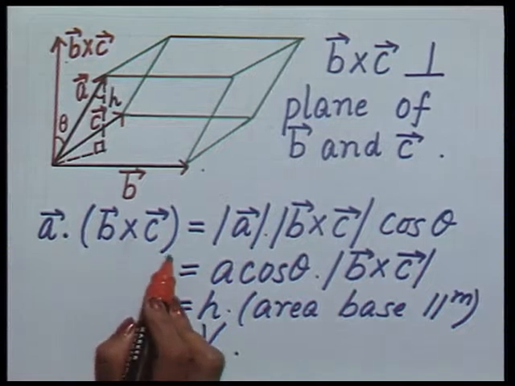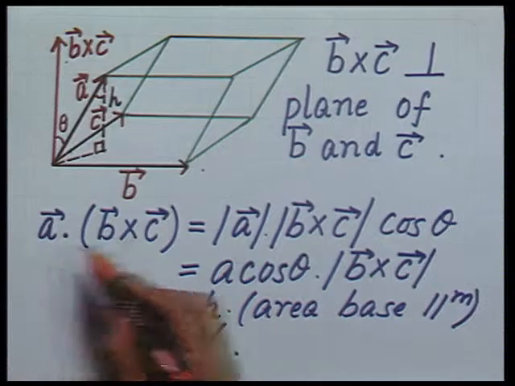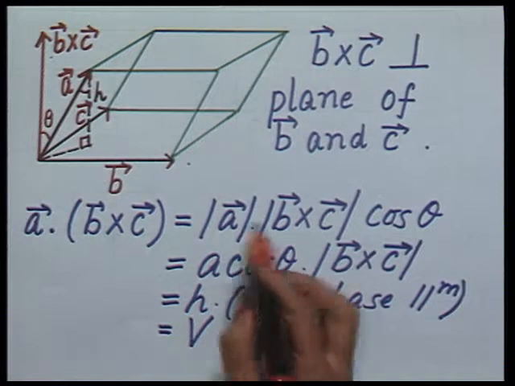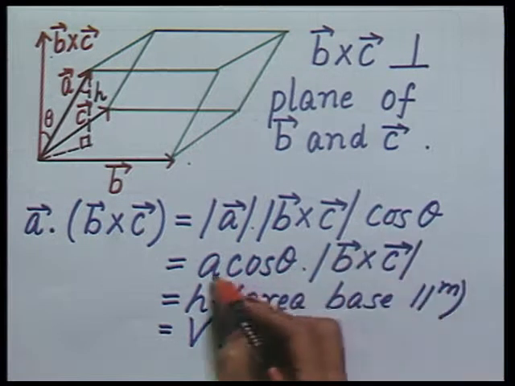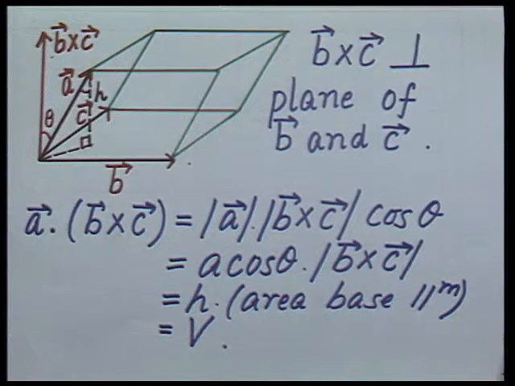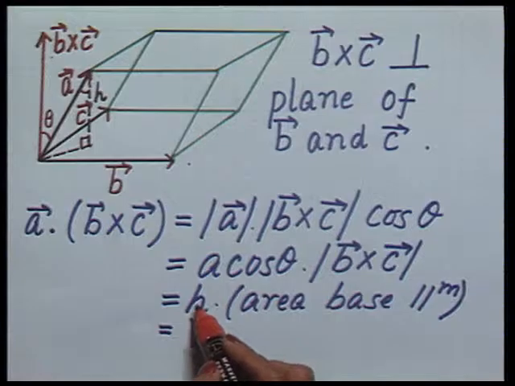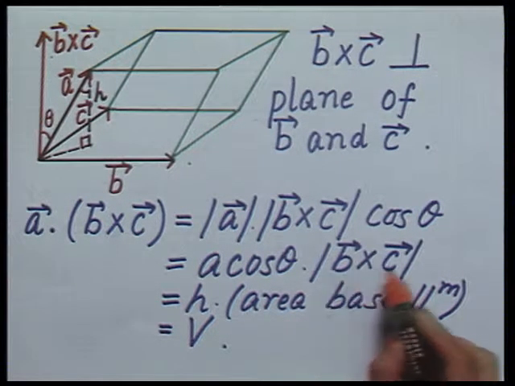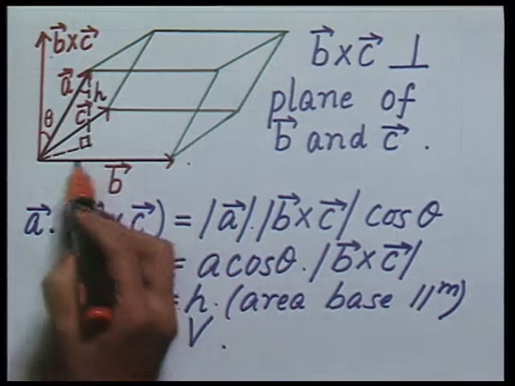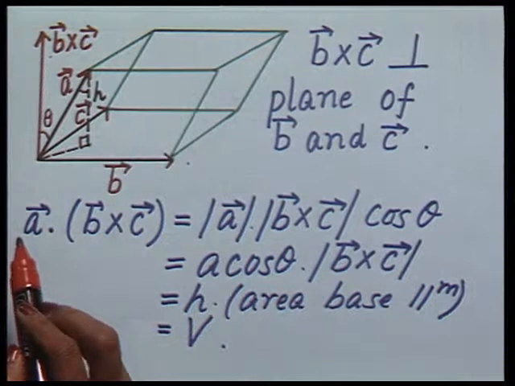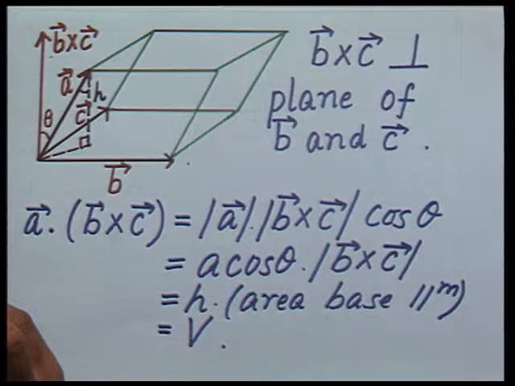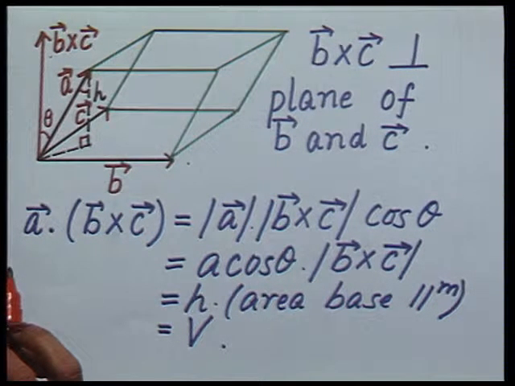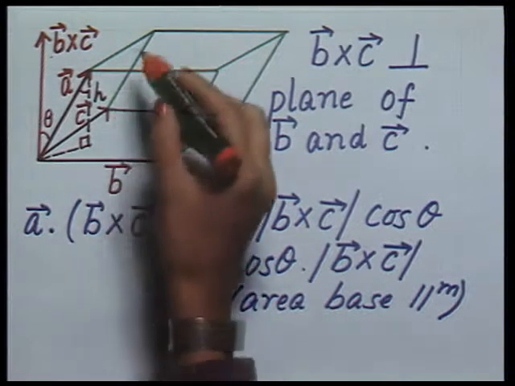Now let us look at A dot B cross C. By definition, this is equal to modulus of A into modulus of B cross C into cos of the angle between them. A modulus I write as A. A cos theta modulus of B cross C. But we observed earlier that A cos theta is equal to h. So we get h into modulus of B cross C. But by an earlier result, mod of B cross C is nothing but the area of the parallelogram with sides vector B and vector C. In other words, area of the base parallelogram. So we have h, that is height of parallelepiped, into the area of the base parallelogram, which by ordinary three-dimensional geometry we know is the volume of this parallelepiped.